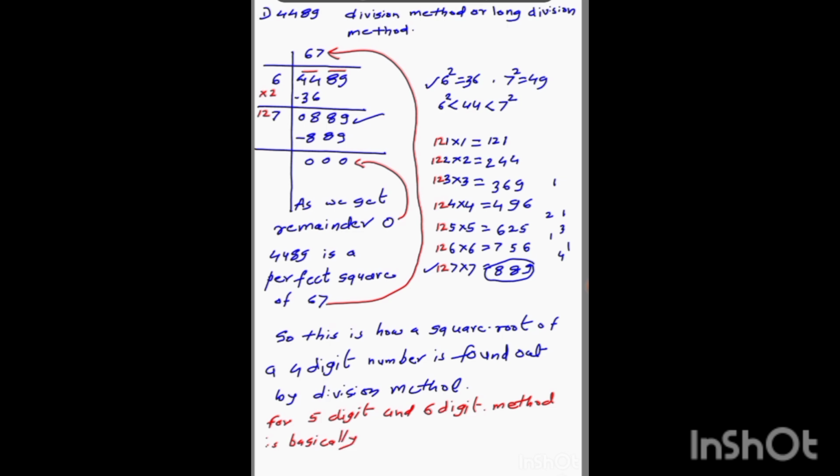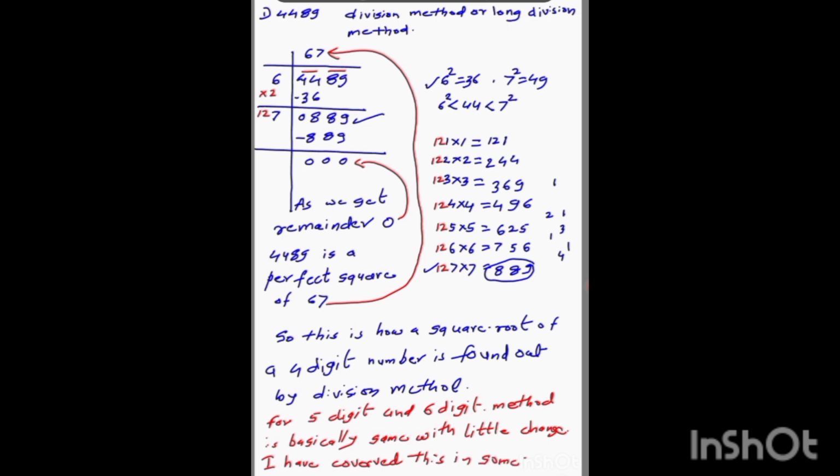So basically the method remains the same. There is a little change or little hinge in this method. I have found it out and given it in some other video. If you are keen on studying it, you can write to me in the comment box and I will explain how this has come. So this is how we have to find the square root of a 4-digit number.